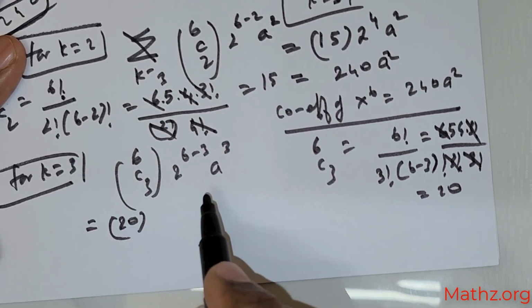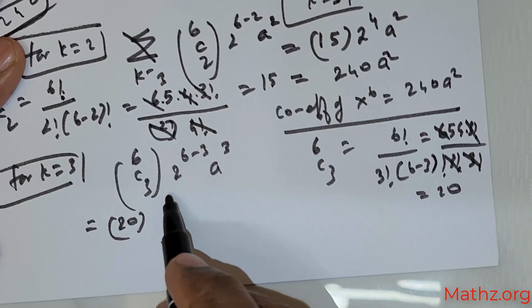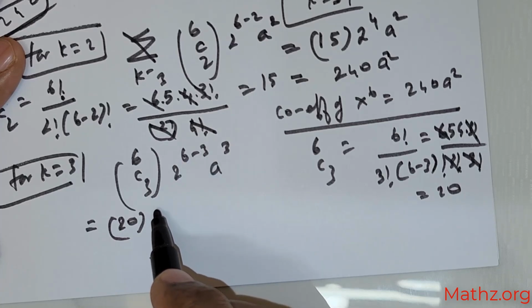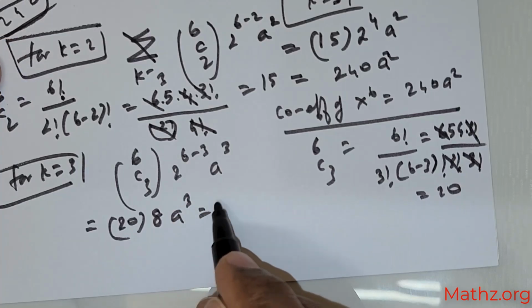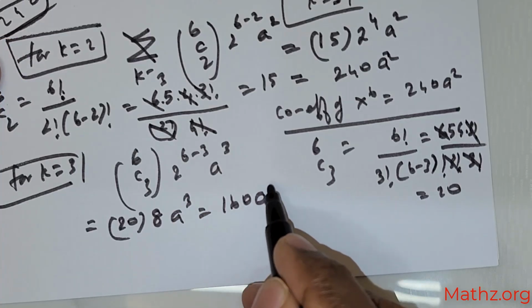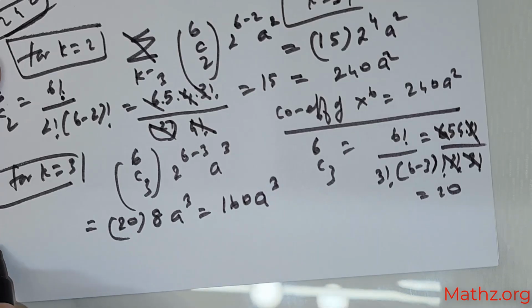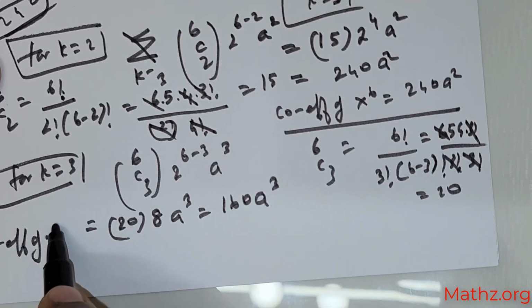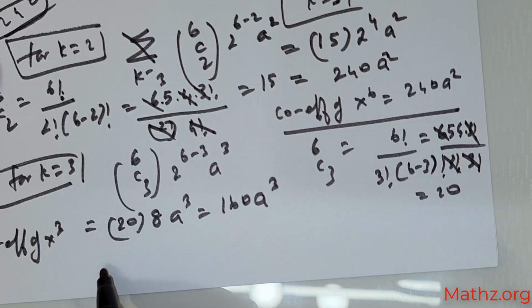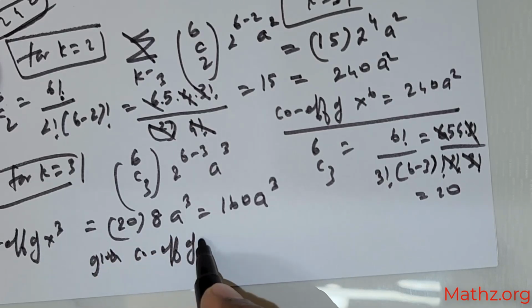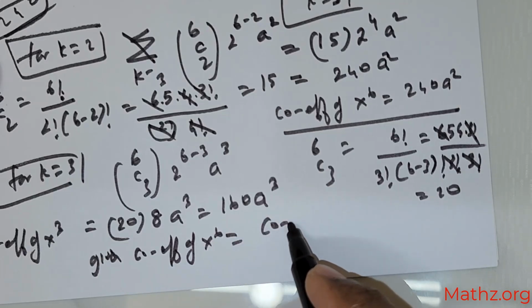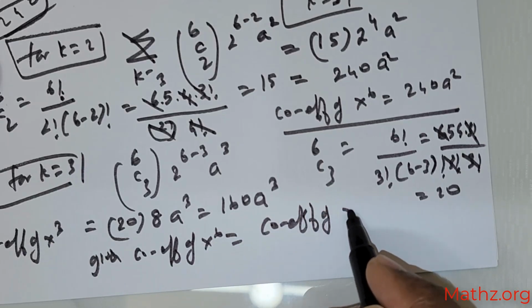So this is 20 times 2 raised to the power of 6 minus 3. That's 2 raised to the power of 3, that's going to be 8, and you have a cubed. So this is nothing but 160 a raised to the power of 3. So now what is this? This is nothing but the coefficient of x to the power of 3. Now what is given? Given is coefficient of x power 6 is equal to coefficient of x power 3.